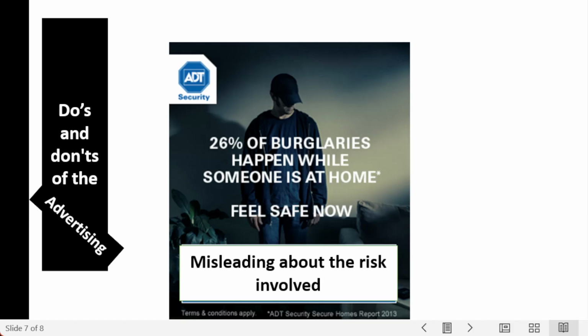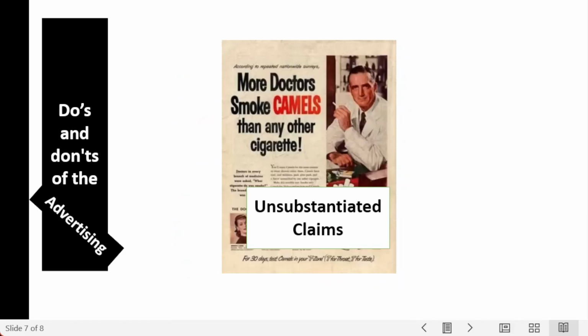26% of burglaries happen while someone is at home. Feel safe now. Take the support of ADT security. Now that's a kind of selling the product by creating a fear in the mind of the consumers. Now that's something which should not be done.